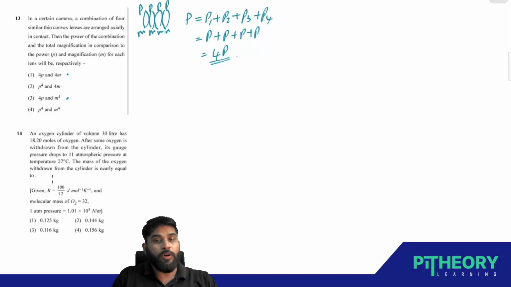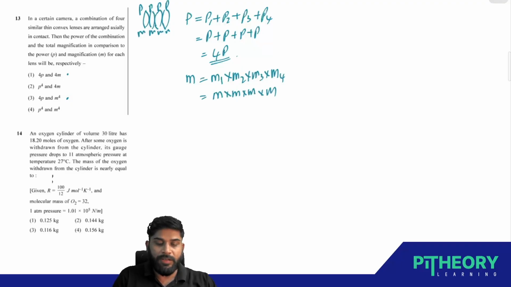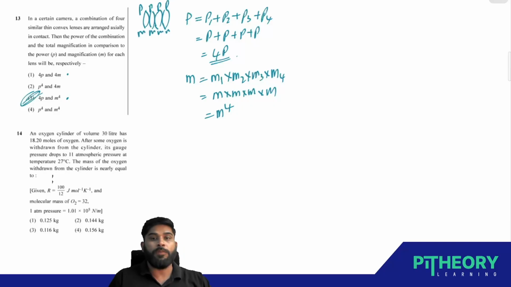How do you find the magnification for a combination of thin lenses? It is actually the product of the magnifications, correct? One lens produces a certain magnification that is again magnified by the next, right? So the net magnification will be the product. M1 into M2 into M3 into M4, which is nothing but M into M into M into M, which is M to the power 4. So your answer will be 4P and M to the power 4. So your option will be option number 3. That is the answer.